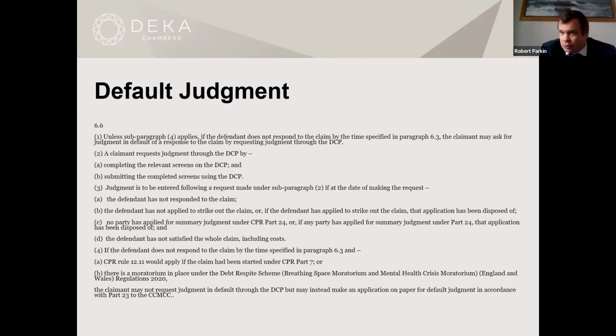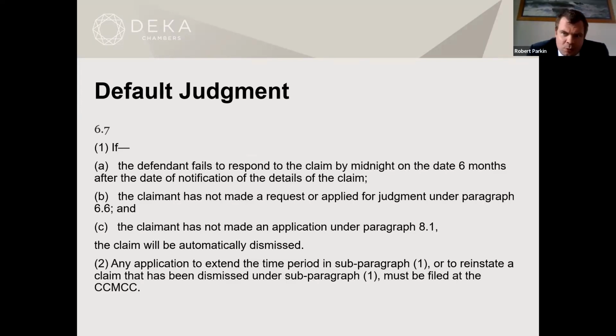There are, however, certain circumstances where you can't apply using DCP, and you have to apply on paper. That is if Rule 12.11 would apply. In other words, you've got a type of claim for which a default judgment is not normally suitable, or there's some sort of moratorium in place under the 2020 regulations. In those circumstances, a request for judgment has to be made on paper to the CCMCC. There we are. Pretty much works the same way as you would expect.